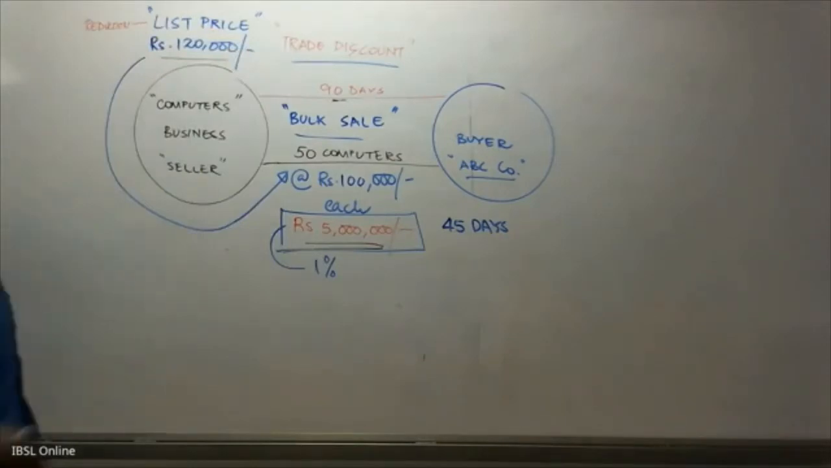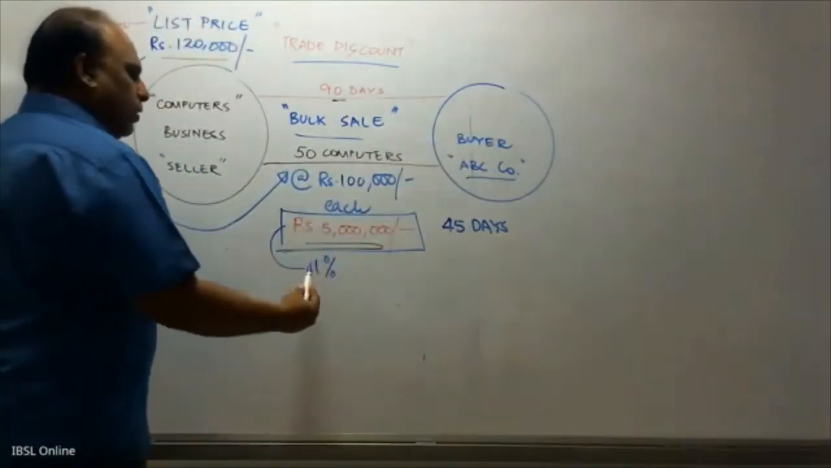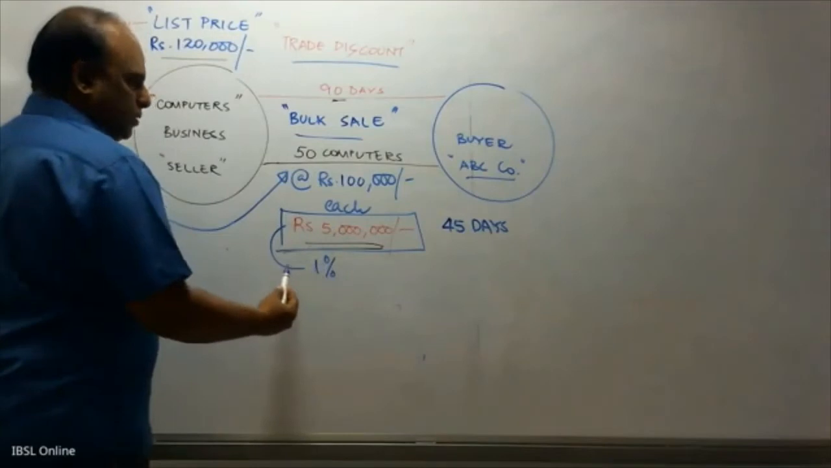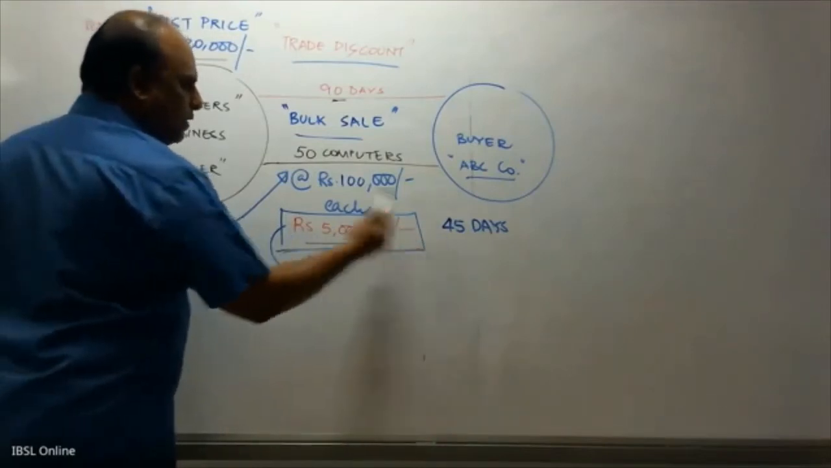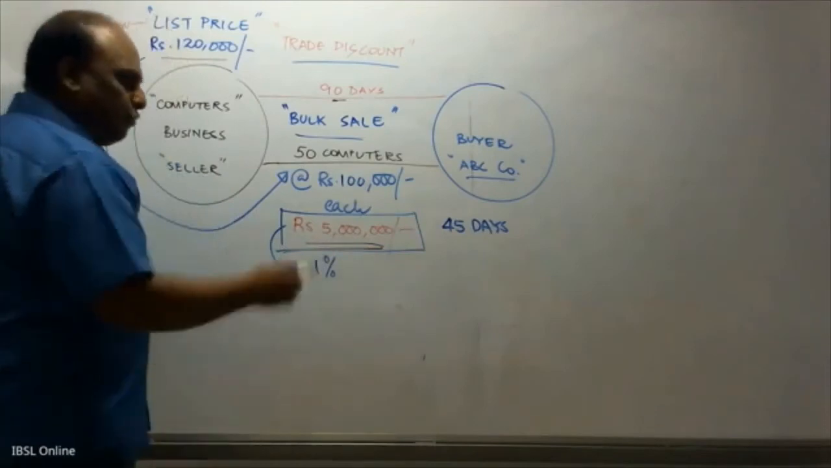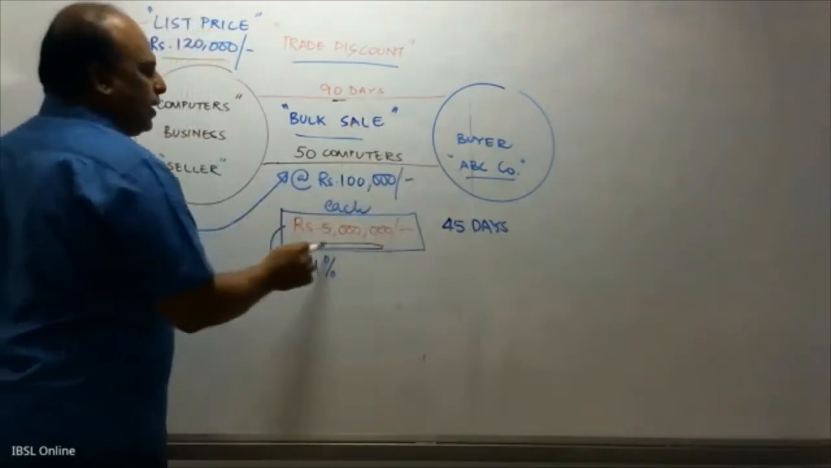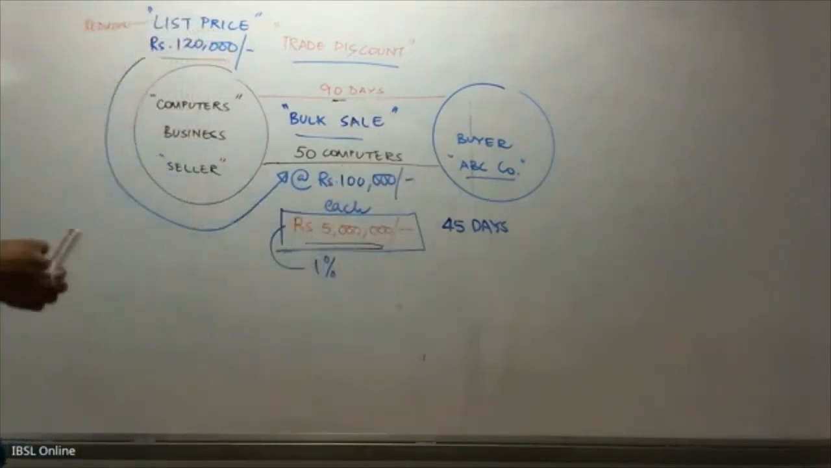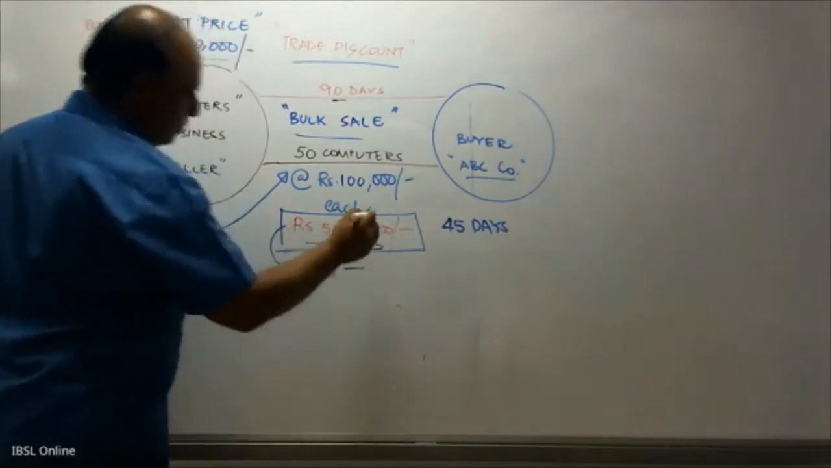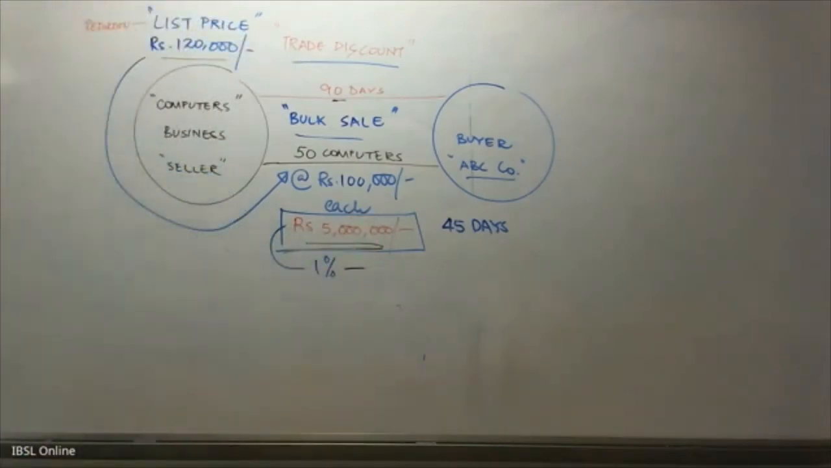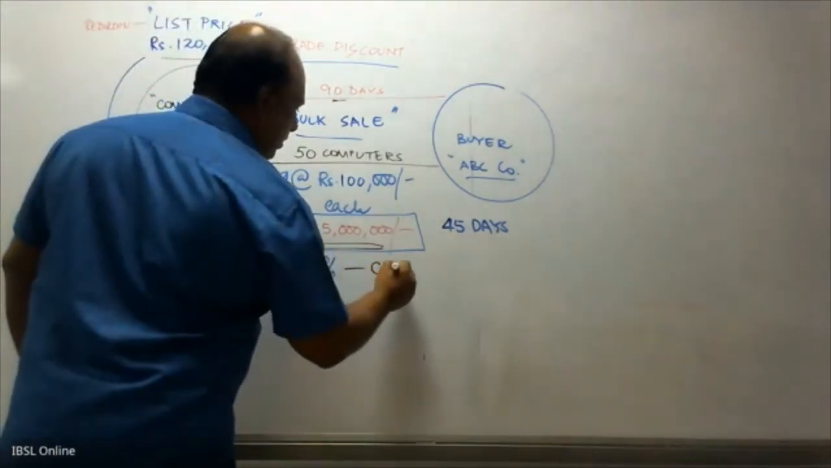Now, it is a matter for this person to decide whether he would like to enjoy this discount. If he wants to enjoy this discount, he has to pay within 45 days. If not, he can wait for another 45 days and pay the full amount. Now the question is, what is this discount? That is a cash discount.